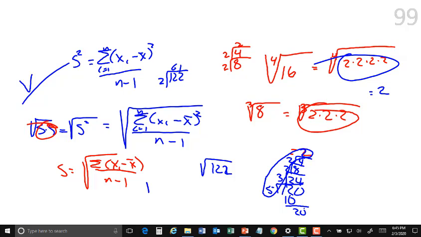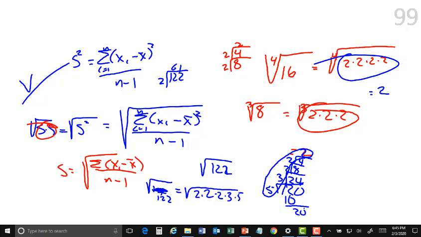So I can write 120, correct? I can write it as 2 times 2 times 2 times 3 times 5.